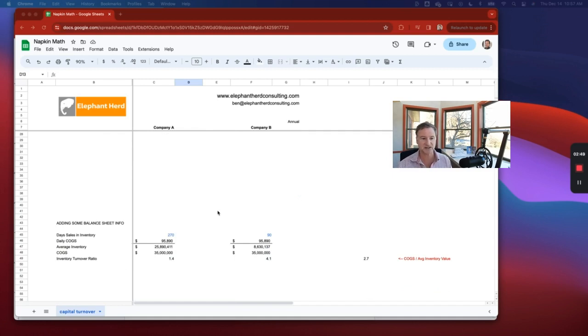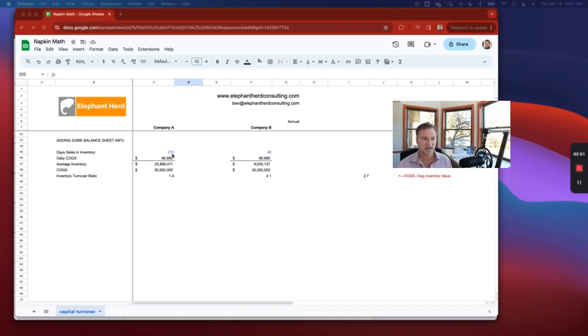But let's add in some balance sheet info. Company A has 270 days of inventory on hand on average. Company B has 90 days. So Company A at three quarters, Company B at 1 quarter. We take the daily COGS, that's the total COGS for the year divided by 365. We multiply it by their days sales inventory, and we get to their average inventory of 26 million for Company A and 8.6 million for Company B. So A carrying a lot more inventory on its balance sheet, as we can see here.